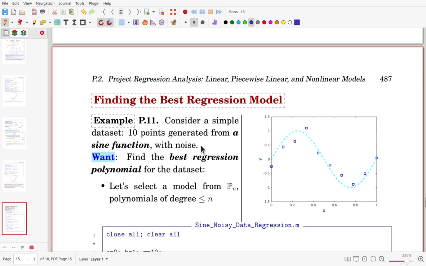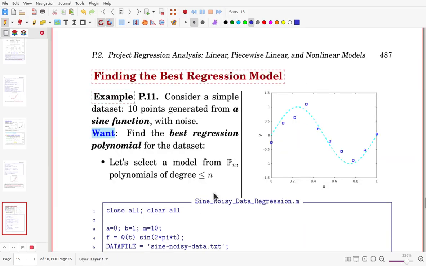Consider a simple data set which is made from a sine function. I chose 10 points on the sine curve, and then perturbed them by using a random value, so that we collect these 10 values. From this data set, let's try to find the best regression polynomial. That's what we want to do right now.